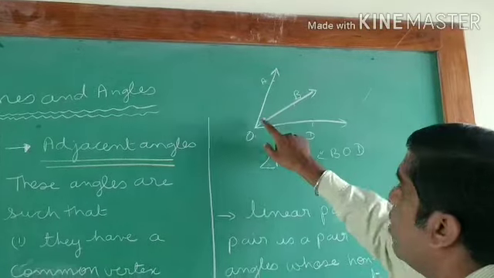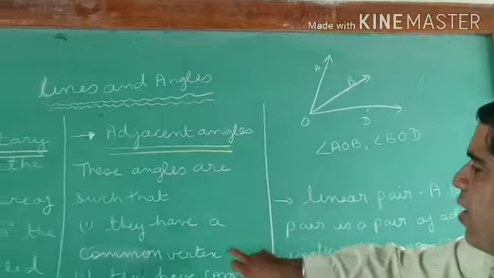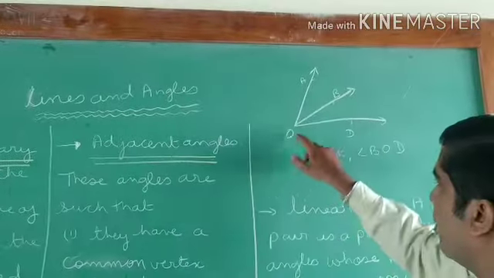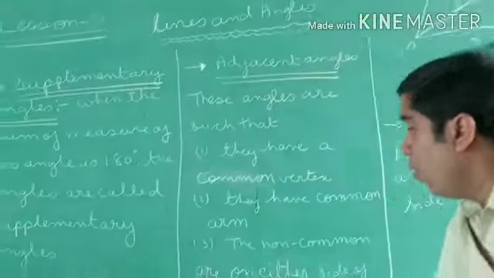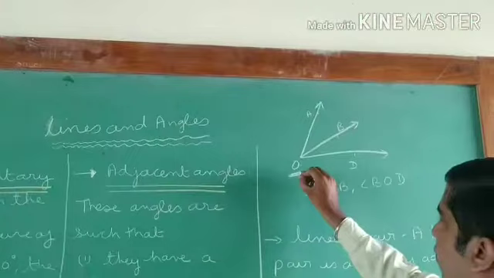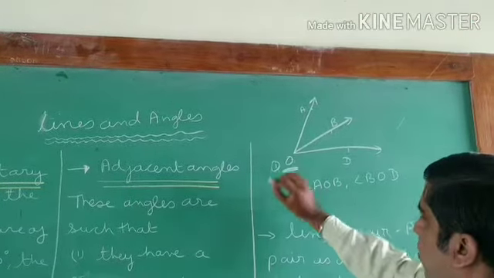You can see here the first condition is satisfied. They have a common vertex. So what is the common vertex? O is the common vertex. So you can see here O is the common vertex. First condition is satisfied.